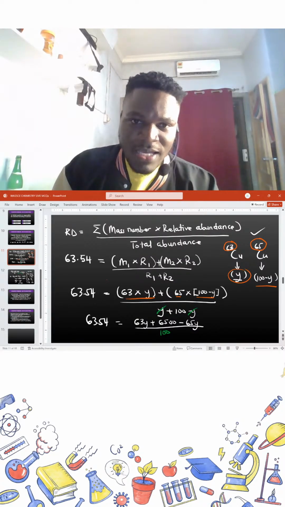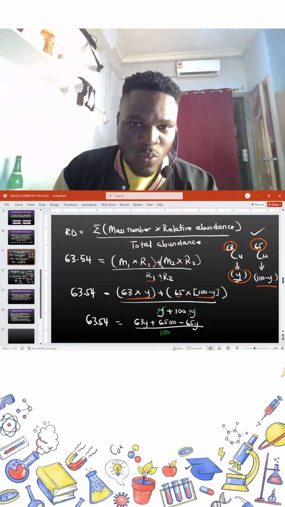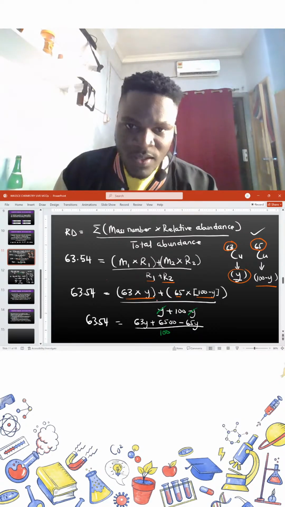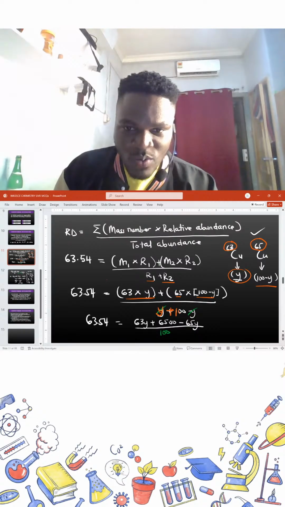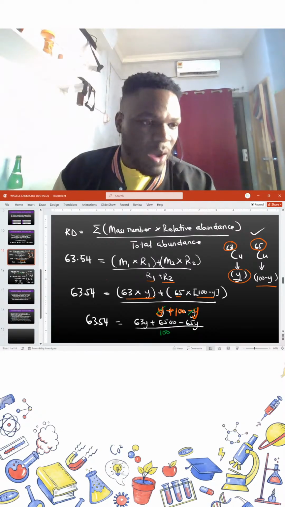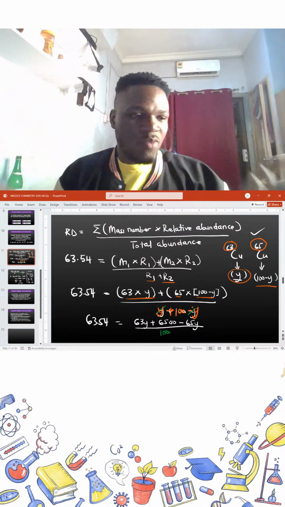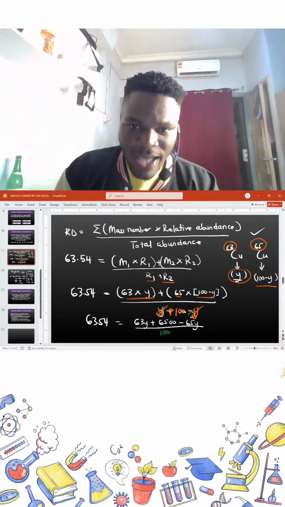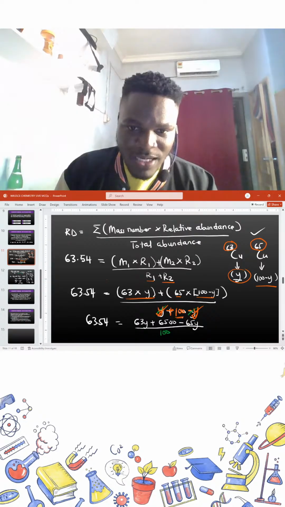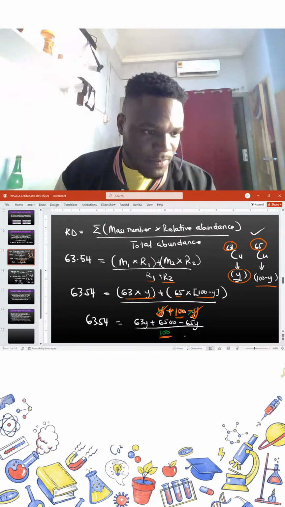Now the formula is over the total abundance, which is R1 plus R2. R1 is the y over here, plus the R2 is 100 minus y. So we have here 100 minus y. Are we okay? Now we have positive y over here, negative y over here. It's like positive one, negative one. They will cancel each other out. So that is how come I canceled the y's out, and then we're only left with the 100 in the middle. And this is what I have over here.